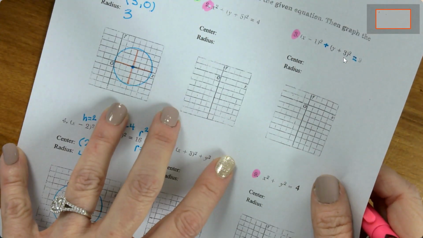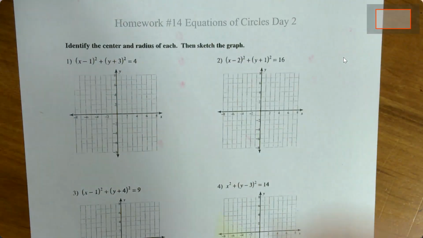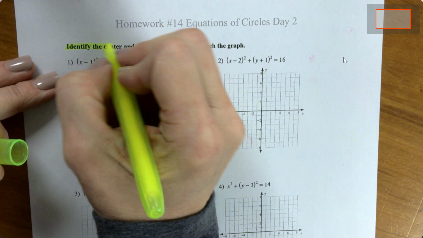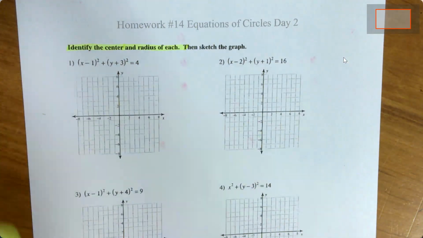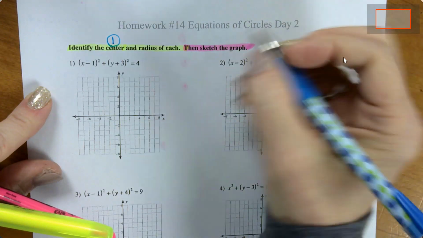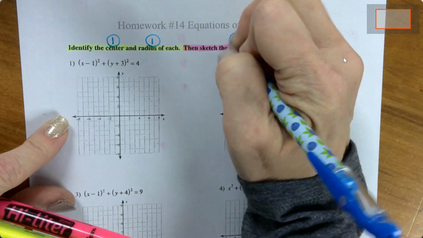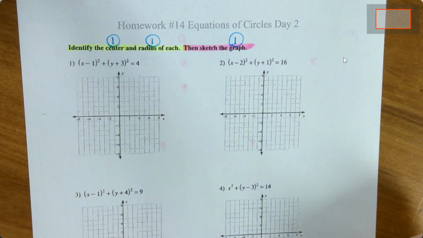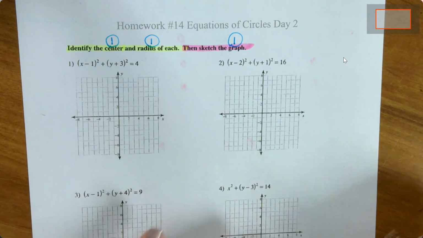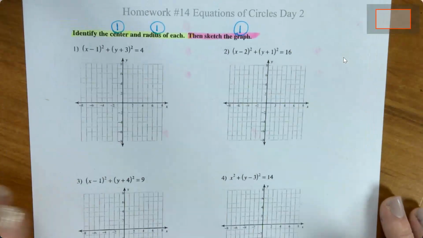Number 6. Okay, let's go do number 6. That's right. If it's positive 1 on the inside, then h is a -1. If it's +2 on the inside, then k is a -2. This 25 is r squared. So I need the square root of that. 5. Very nice. So I'm going to write C for center, and then I'm just going to put down (-1, -2). There's my center. That's worth 1 point. My radius is a 5. That's another point. And then I'm going to graph it, and that's another point.